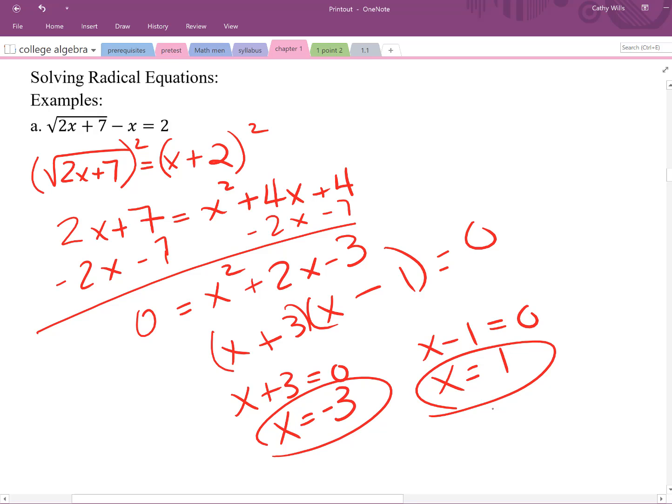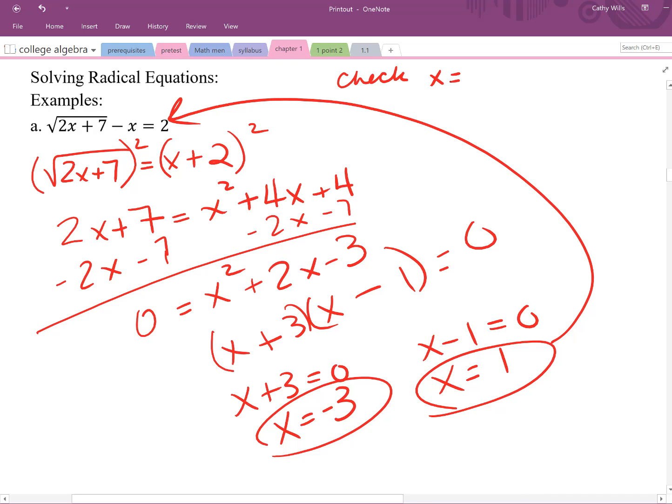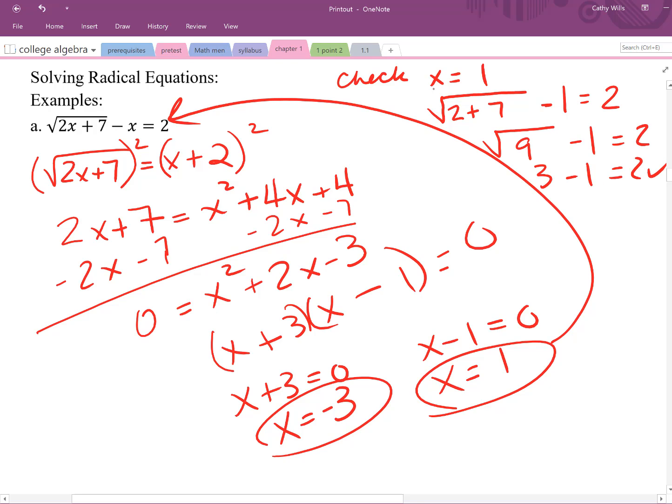I need to check both of them in the original equation to make sure they work. So I'll try 1. Check x equals 1. I'm going to put that into that equation. I'll have the square root of 2 times 1, which is 2, plus 7, minus x, which is 1, equals 2. So that is the square root of 9 minus 1 equals 2. 3 minus 1 equals 2. That's true. So x equals 1 is a solution.